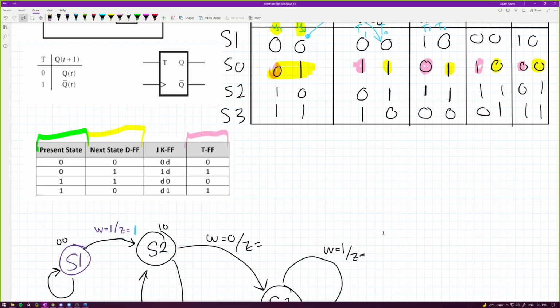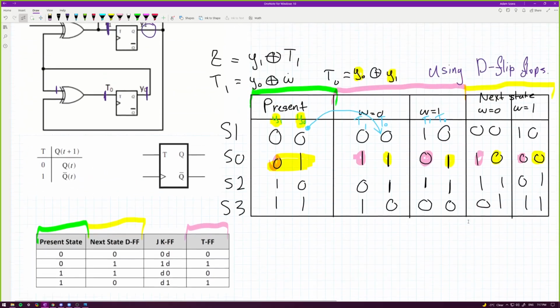Question? No, someone's just unmuted. Parva is unmuted. There we go.